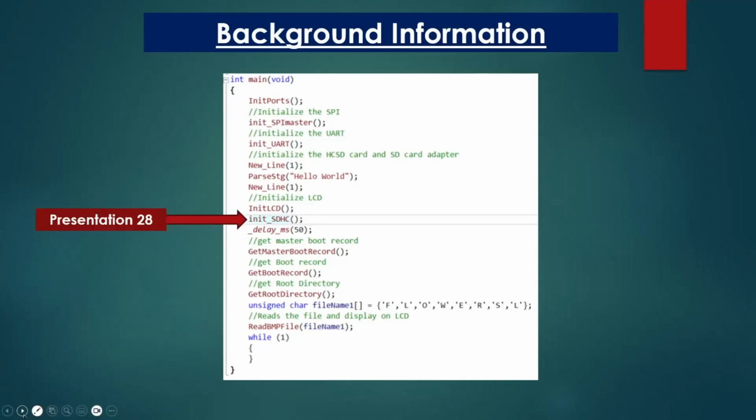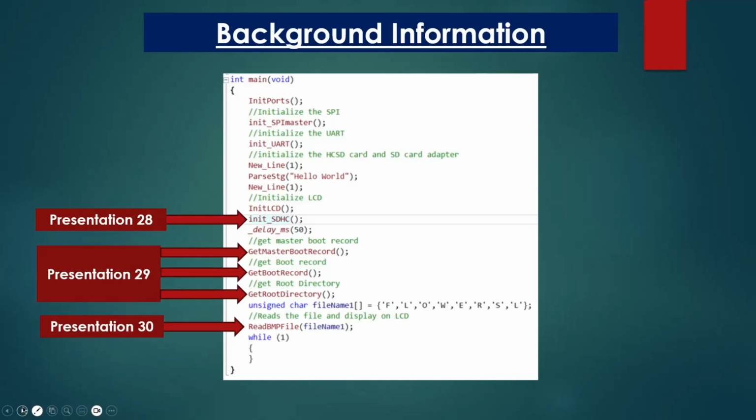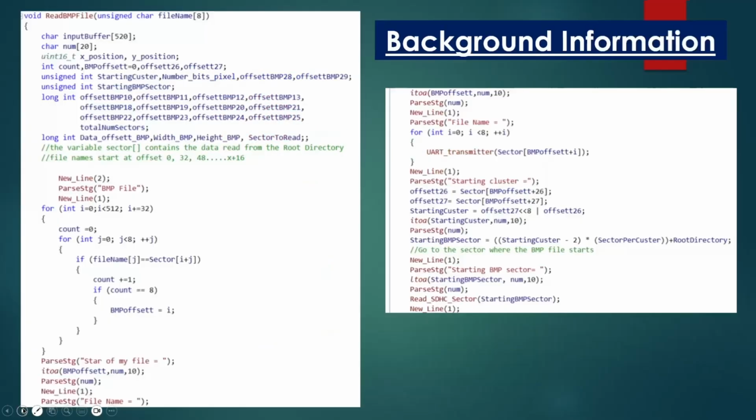Now, how to initialize the SDHC, that was presentation 28, and I'm emphasizing this because it's very important that you see those presentations. This would make this explanation much easier. Next, get the master boot record, get the boot record, and get the directory were presented in presentation 29. And finally, the read BMP file is what we're going to do today. So let's look at the read BMP file.